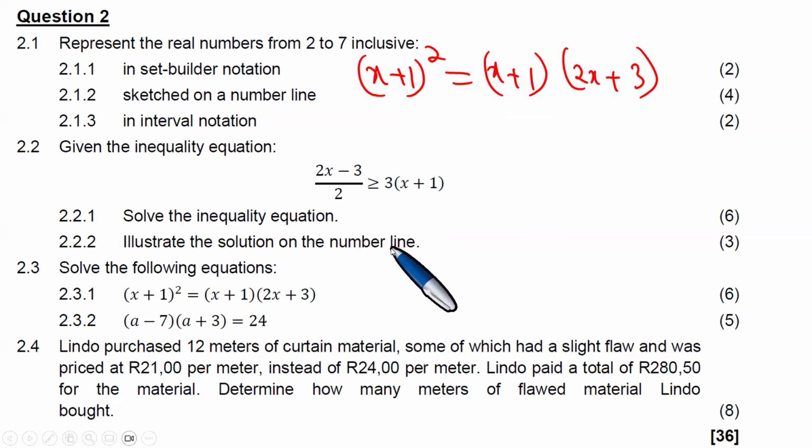Okay, let's do this one, 2.3.1. We want to have a dialogue about these things rather than just writing the answer. What do we do when meeting a question like this? I'm looking at this and there are a billion ways. But what do we do? We need to solve for x. That is what we need to do. (x + 1) all squared equals (x + 1) in brackets times (2x + 3).